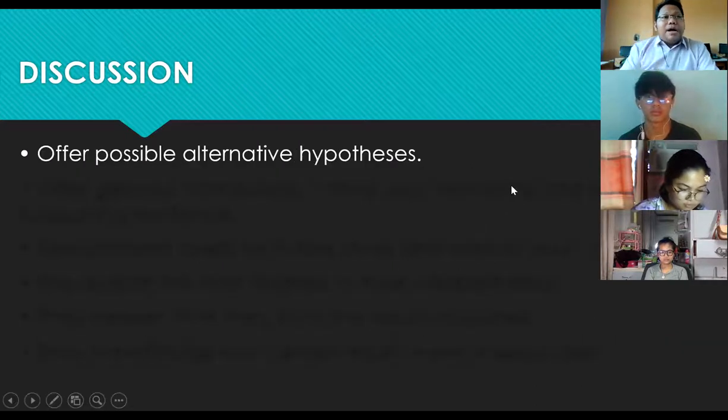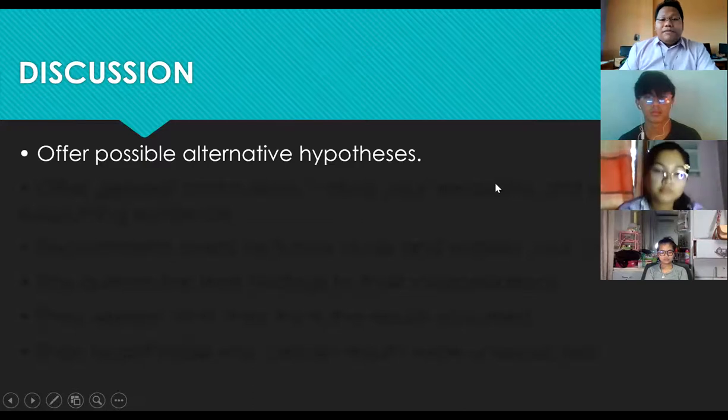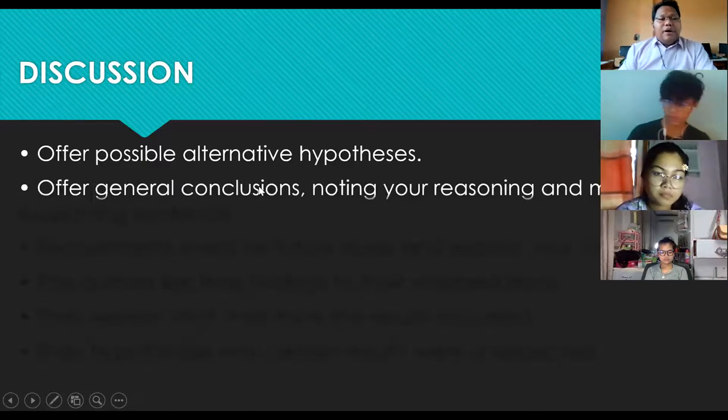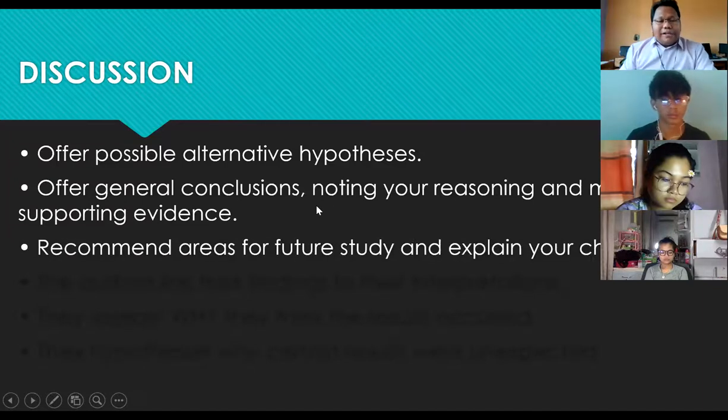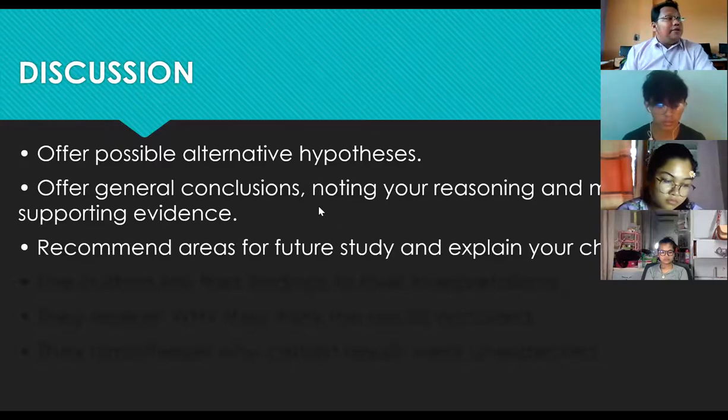In fact, because of possible contrast, you can offer a possible alternative hypothesis. In the discussion section, you also have to provide a general conclusion while noting your reasoning and main supporting evidence. Recommendations are provided here. You recommend areas of future study and explain your choices.